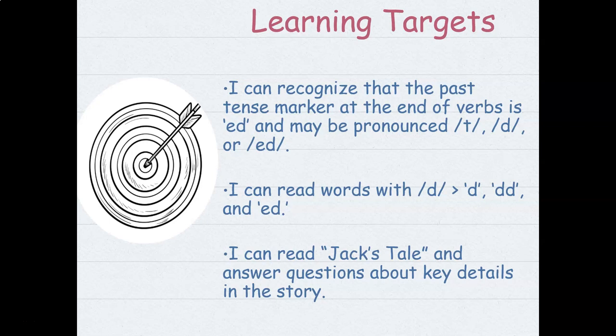Let's go over our learning targets again. I can recognize that the past tense marker at the end of verbs is ed and may be pronounced t, d, or ed. I can read words with d spelled d, dd, and ed. I can read Jack's tale and answer questions about key details in the story.